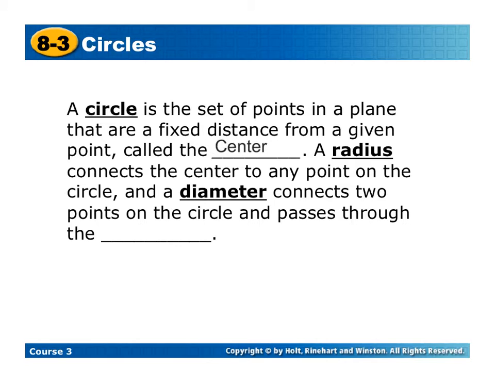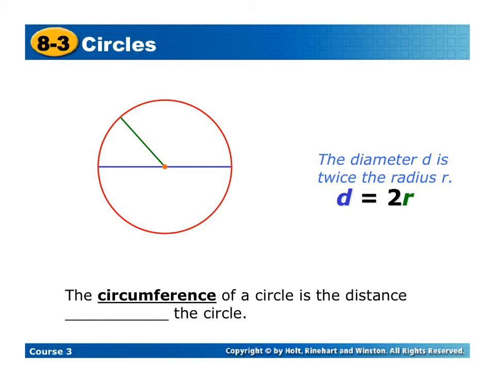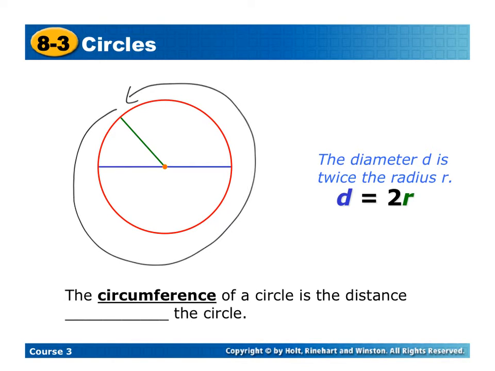The radius, or a radius, connects the center to any point on the circle, and the diameter connects 2 points on the circle and passes through the center. Now I know that's a lot to take in and remember, so let's just look at a visual here. So the red line that goes all the way around, that is the circumference.